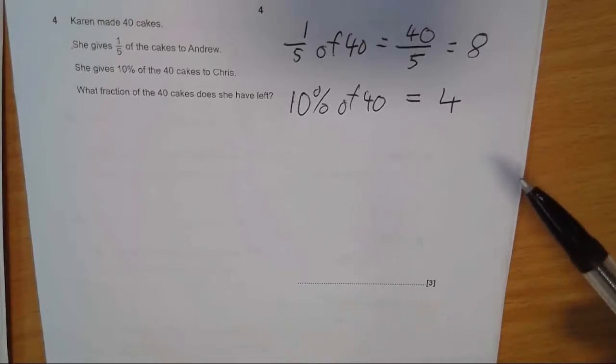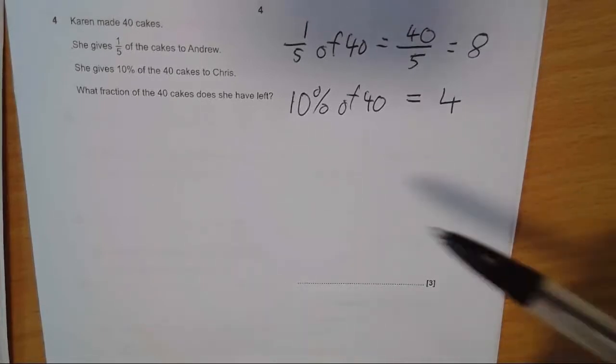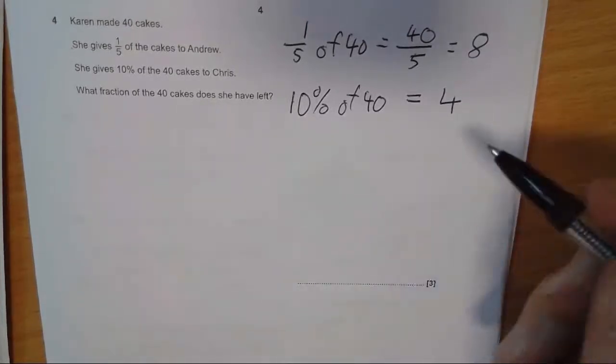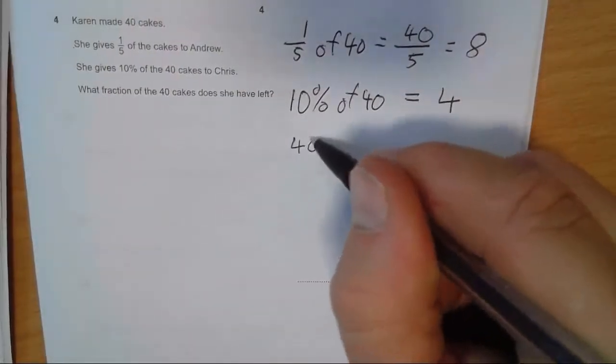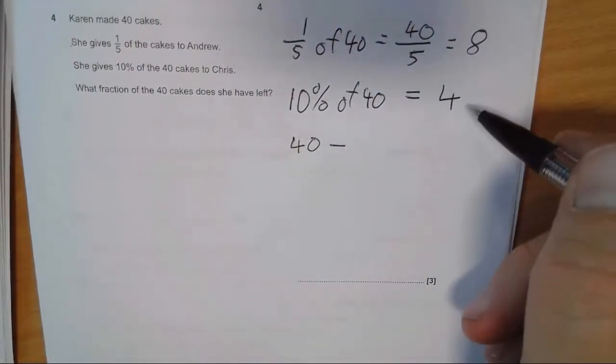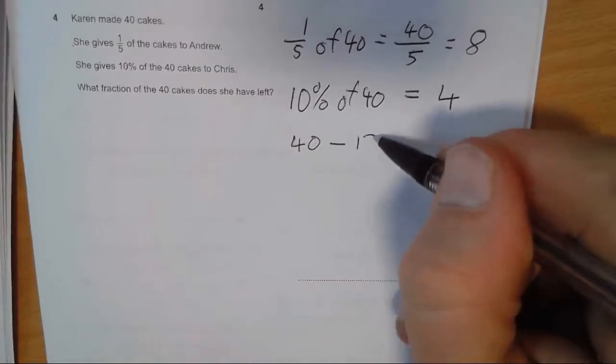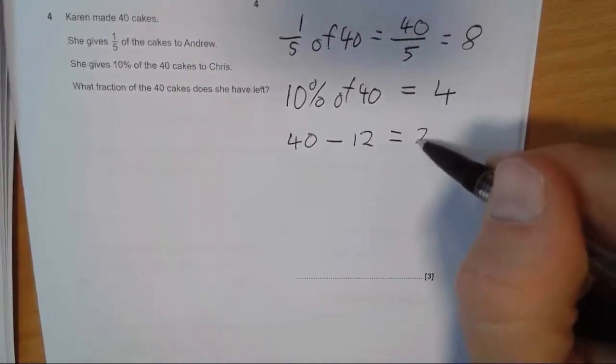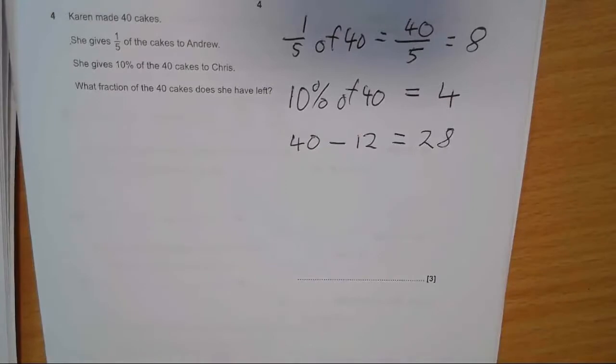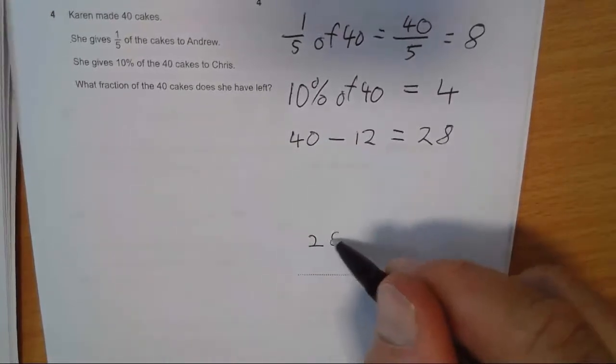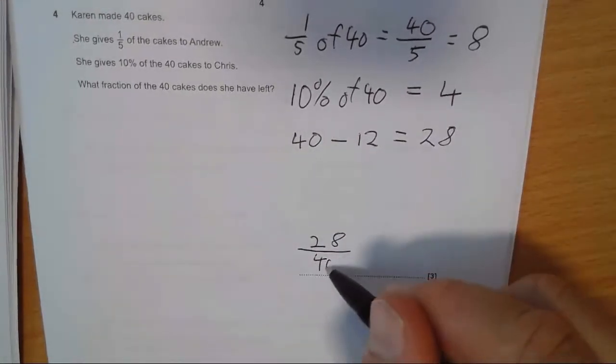Now, the last mark is for the correct fraction. So what fraction of the 40 cakes does she have left? Well, she had 40, and she gave away the 8 and 4, so she gave away 12. So she has 28 left. So your answer is 28 out of 40.